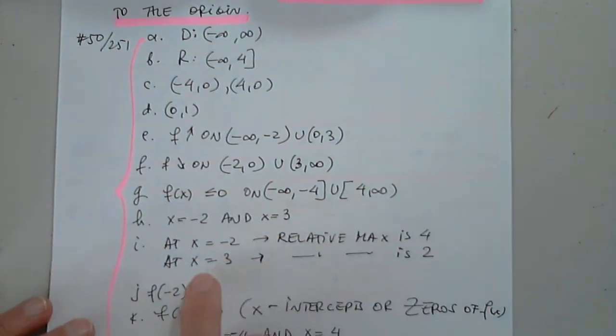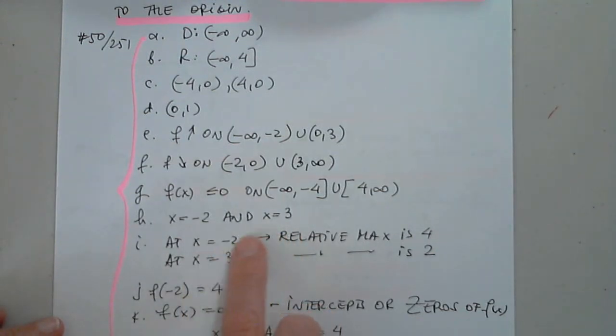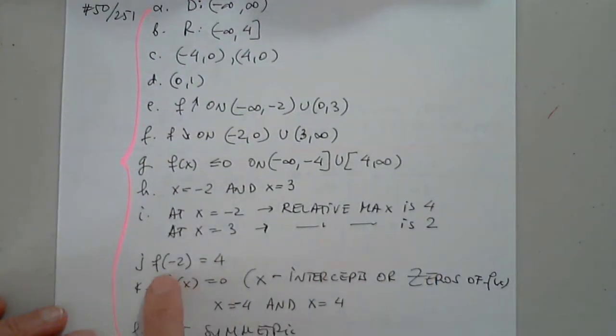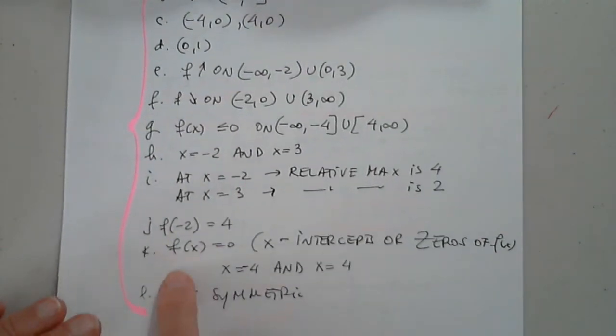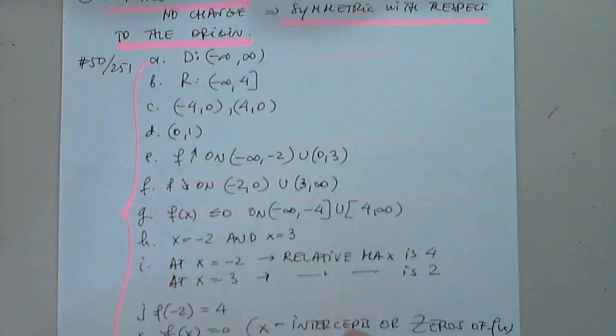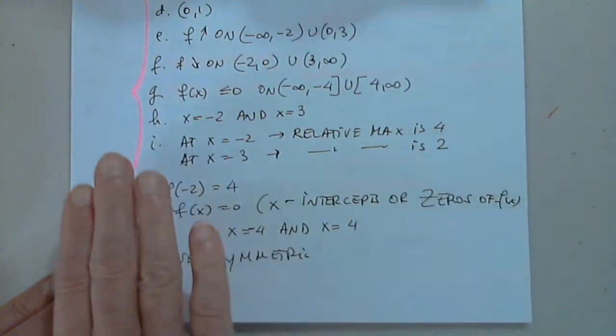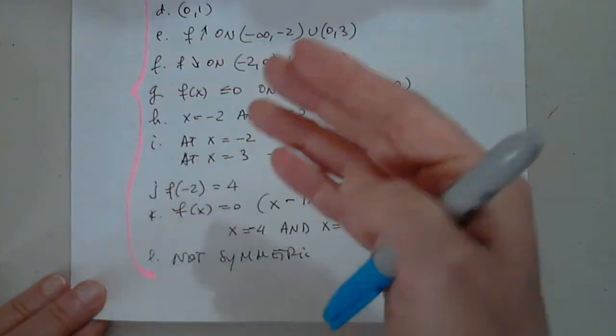I'm not sure. At x equals negative 2, oh yeah, the relative max. Okay, so at negative 2 there is a relative max of 4, and at 3 there is a relative max of 2. f of negative 2 was 4. f of x is 0 is the same thing that we obtained here in part C. The x equals negative 4 and 4, and the function is not symmetric with respect to the y-axis, and is not symmetric with respect to the origin.